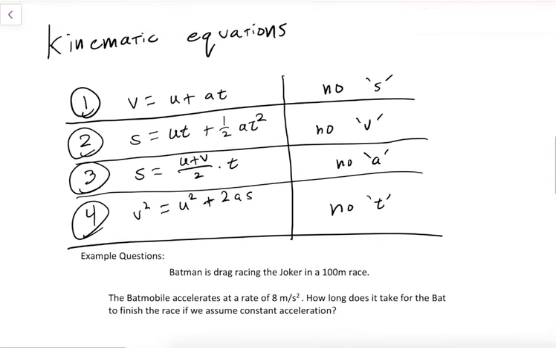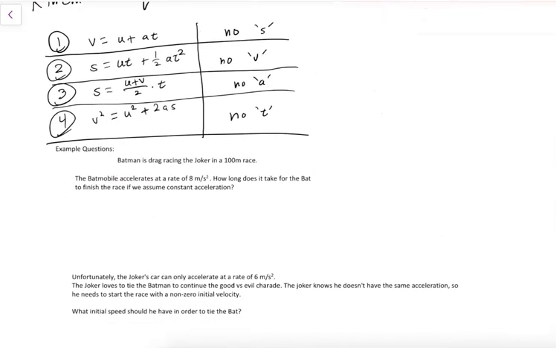All right, I've got an example question I'm going to work through. We're going to work kind of together on this. You're going to pause, solve, and so forth. So Batman is drag racing the Joker in a 100-meter race. The Batmobile accelerates at a rate of 8 meters per second squared. How long does it take for the Bat to finish the race if we assume constant acceleration? And now I'm going to ask you to pause the video and solve. But before that, there are some problem-solving techniques I want to go through, and it has to do with identifying variables and making sure you read through, like, in between the lines.